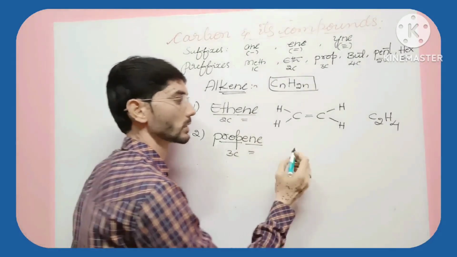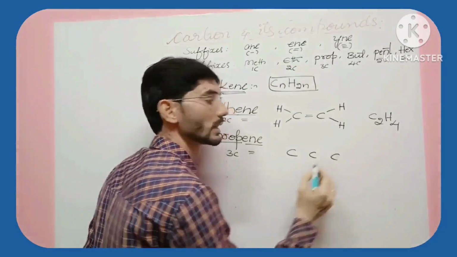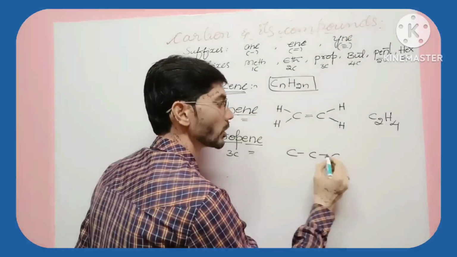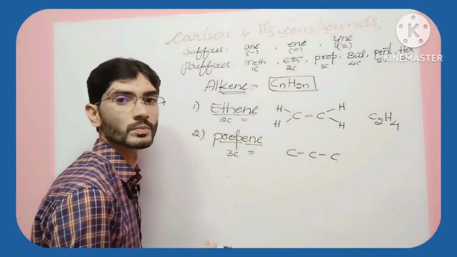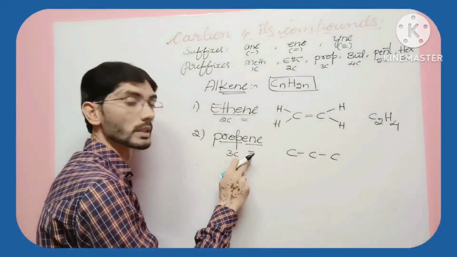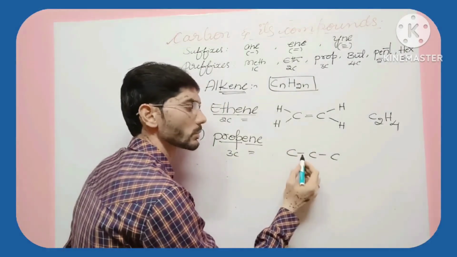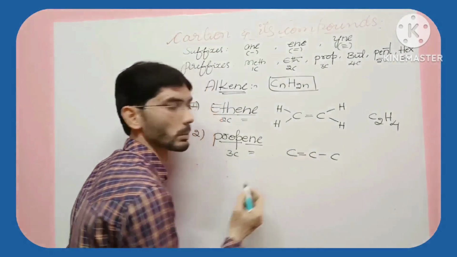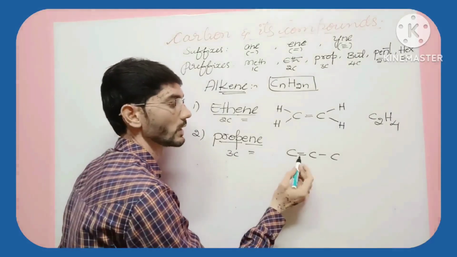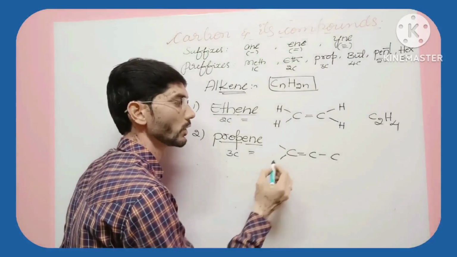Now 3 carbon atoms, 1, 2, 3. You write 3 carbon atoms with single bonds. This is what we call catenation. And now here the double bond: for the first carbon atoms only, you put the double bond. Got it? Now balance the tetravalency 1, 2, 3, 4.